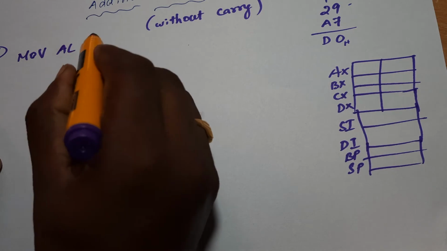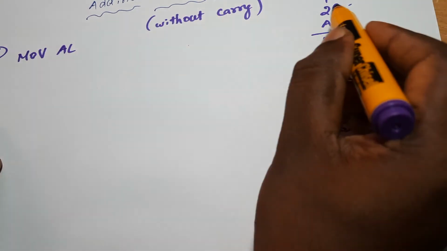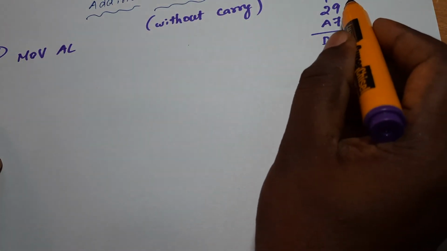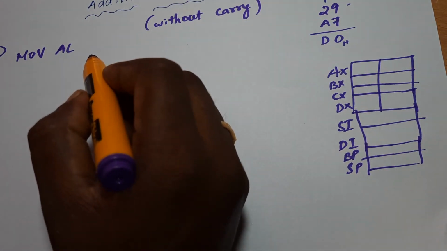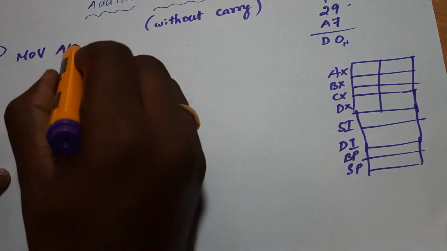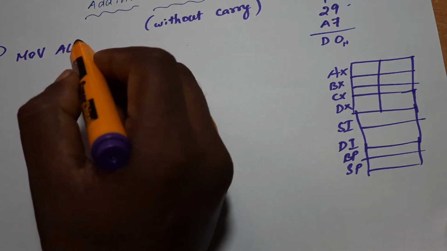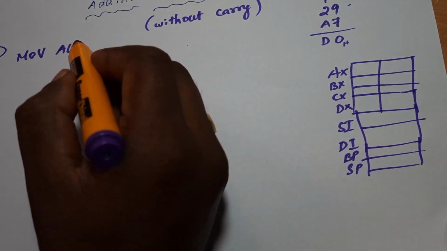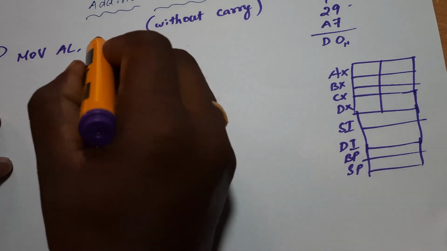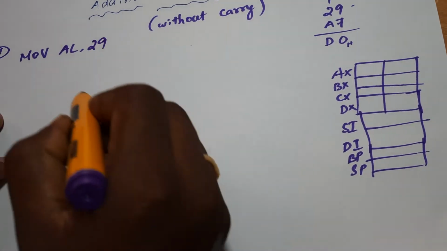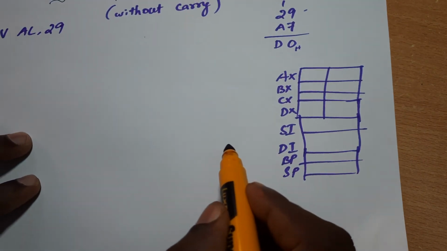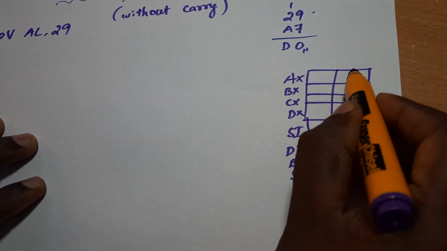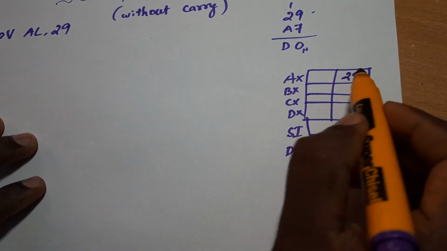If we choose AX, that would be 16-bit, or otherwise we have to write 0029. So that is how we need to take it. Since it is only a 2-digit number, I am choosing only AL. BL you can also take, CL, DL, AH, BH, CH, DH, anything you like. So it is 29. The first data has been moved to AL. After the execution of this instruction, this register will have 29.